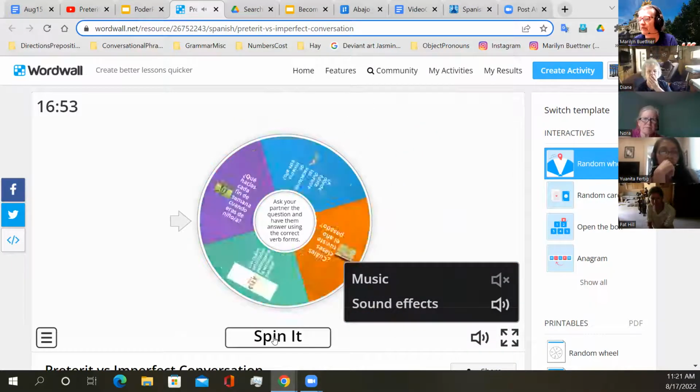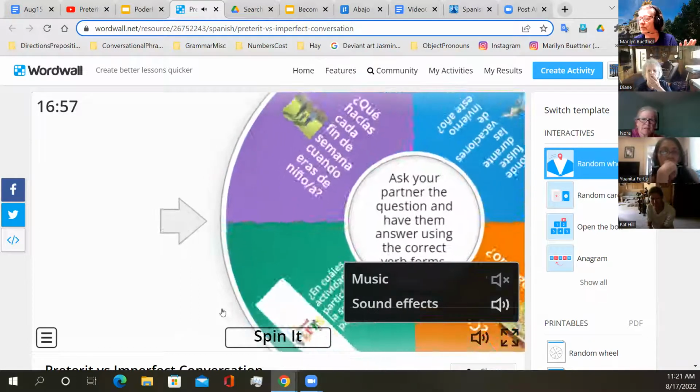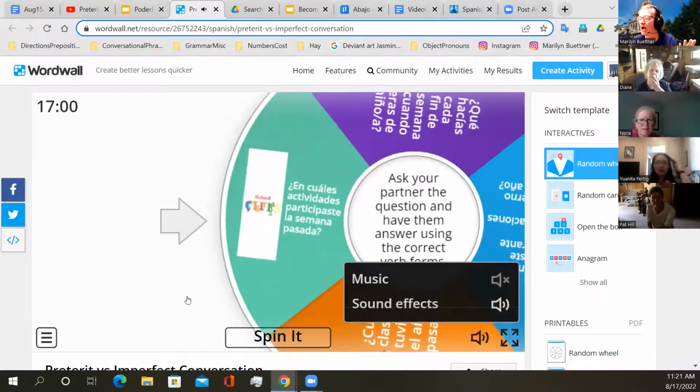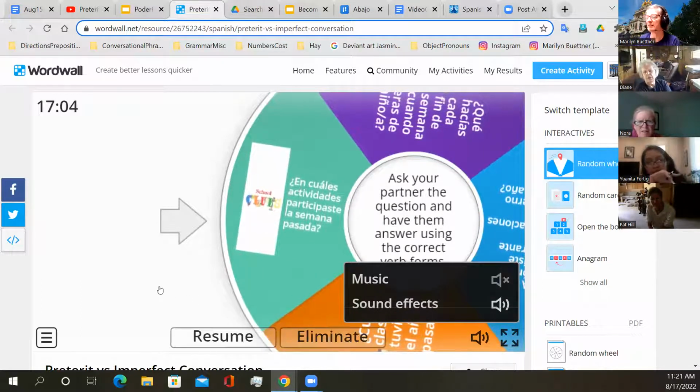Nos quedan 4. We've got 4 of these left. We'll see where it will take us. ¿En cuáles actividades participaste la semana pasada? ¿En cuáles actividades? In which kind of activities? And they're asking for more than one.